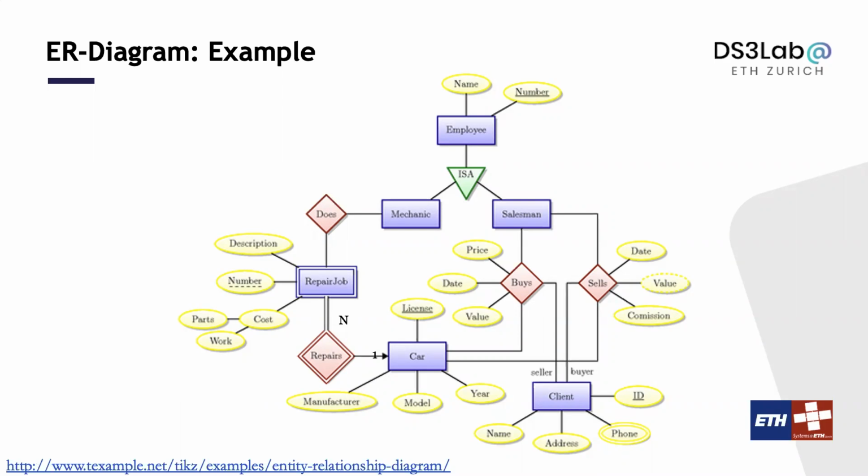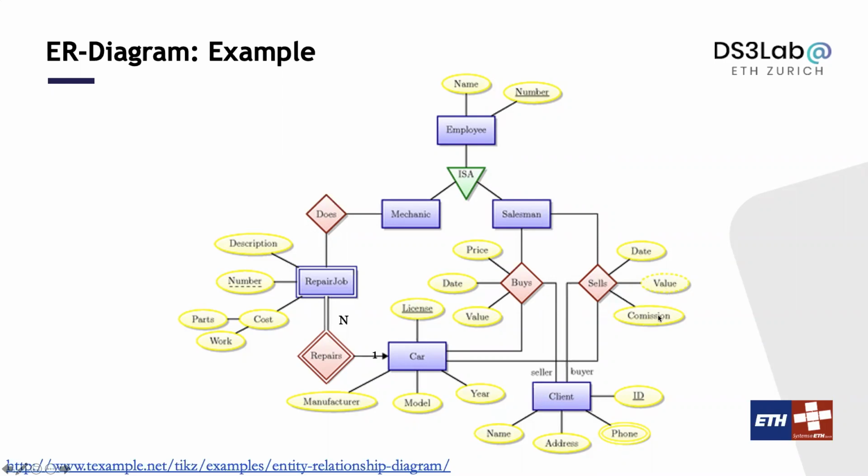We have one question. Does that mean buys and sells are not tables because they have attributes? No. Buys and sells are always relationships, right? If you think about the sales relationship, it's always a tuple with three values: you have salesman, you have car, and you have client. When you have attributes, it means that for any single tuple with three values, you also associate a date, a value, and a commission.